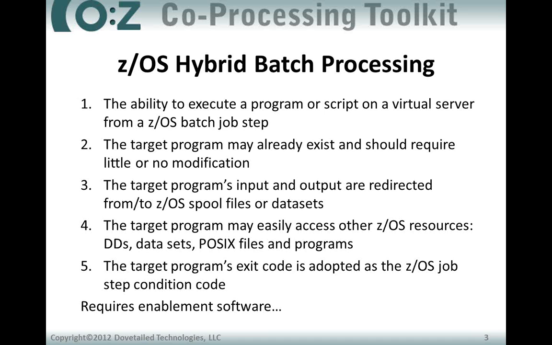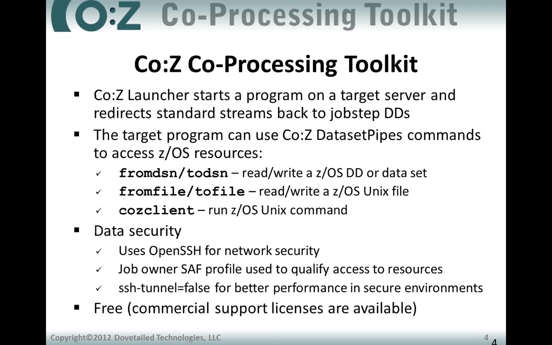Fourth, the target program may access other z/OS resources during the course of its execution. That is, it can reach back to z/OS and read DDs, datasets, POSIX files, and even run z/OS Unix programs. Fifth, the target program's exit code is adopted as the z/OS job step condition code so that we can easily track in our batch job stream what's happening on this remote server. Now, IBM doesn't offer any native software to provide this support, but the COSI Co-Processing Toolkit does. So let's talk about that briefly.